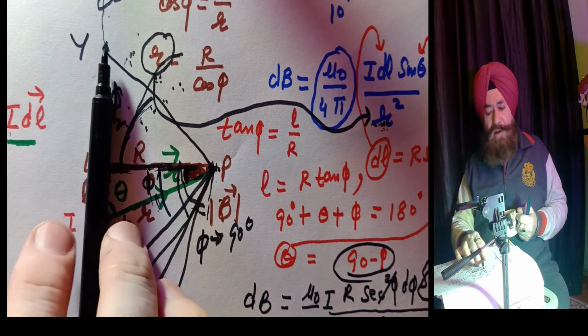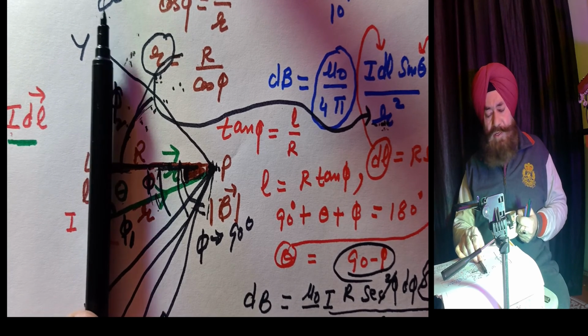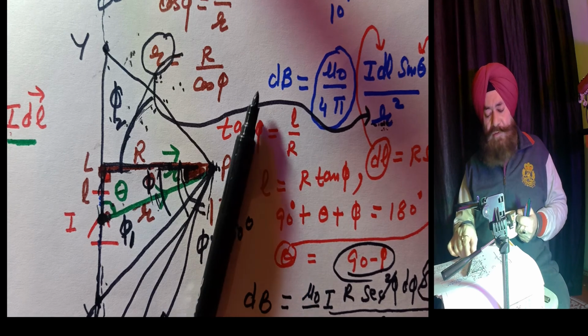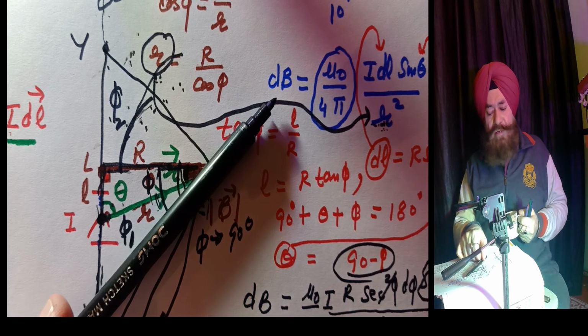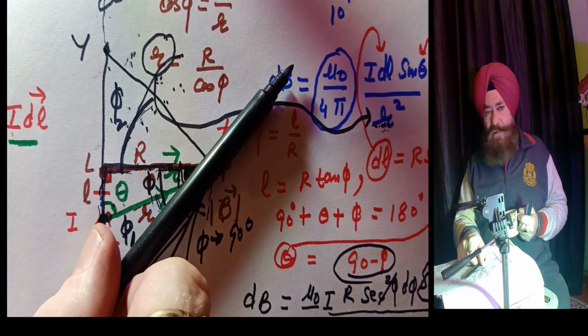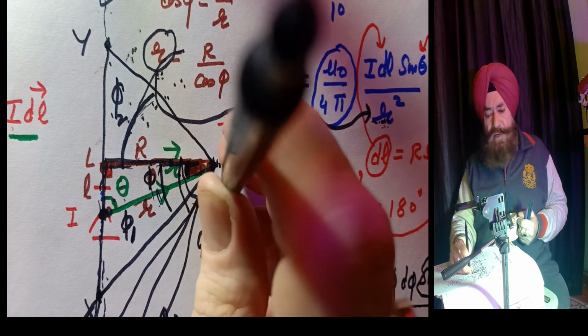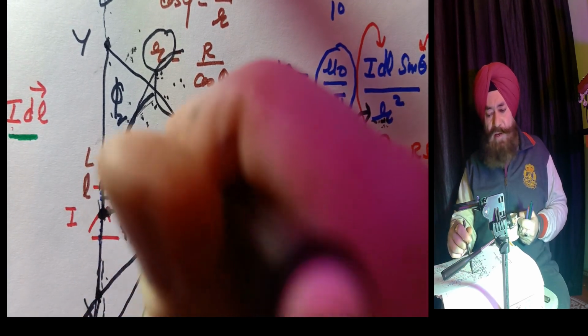Okay, dl, or you can say current element, is in this plane, along this direction. And what about r? This is the r vector, it is in this plane. Both are in this plane. Direction will be perpendicular. And perpendicular may be outward, or perpendicular and inward. Now what do you say about whether it is perpendicular inward or outward? So please write your answer in the comments box.